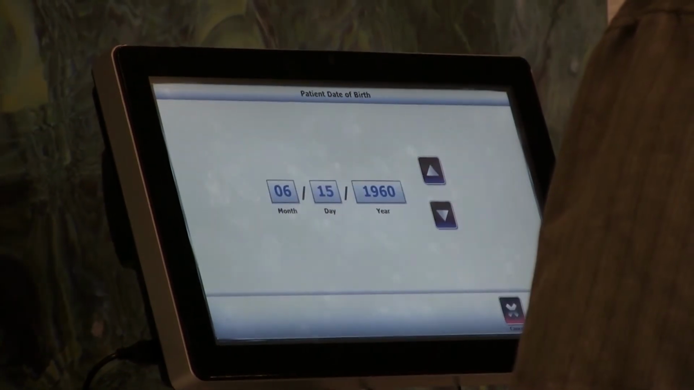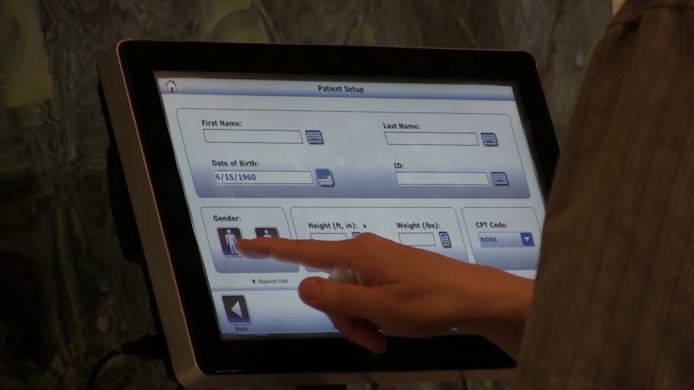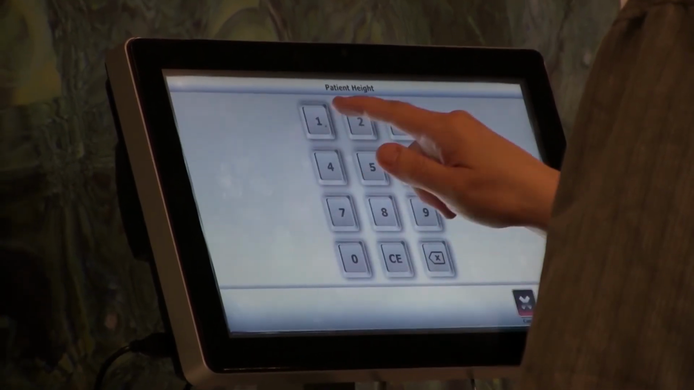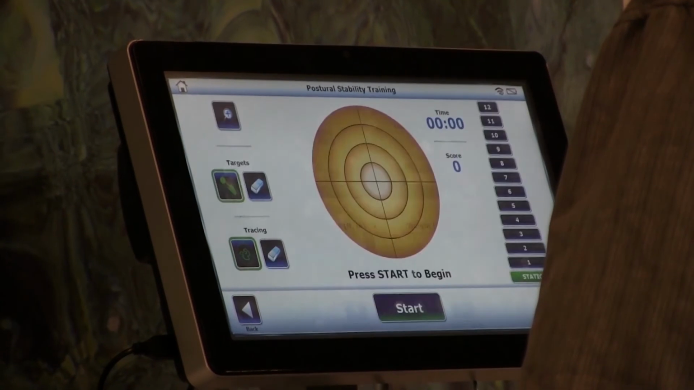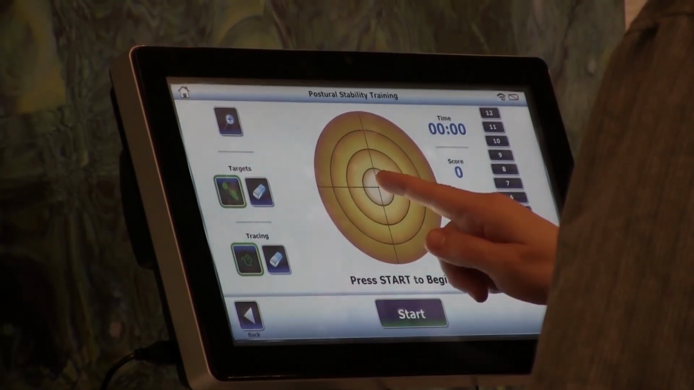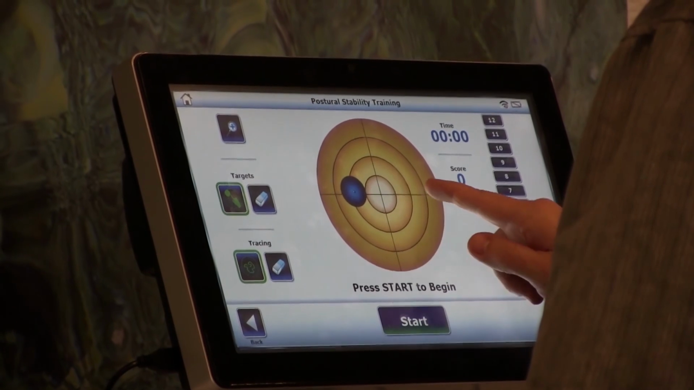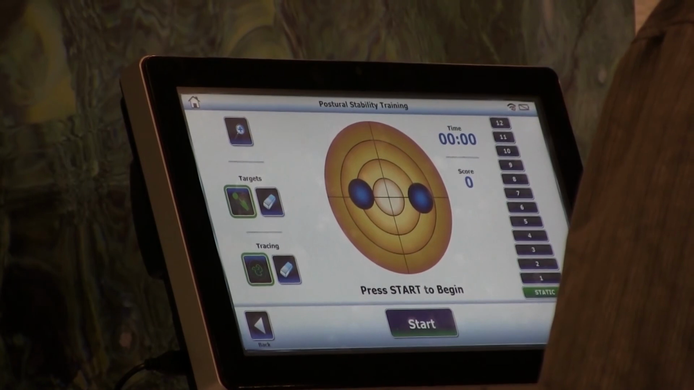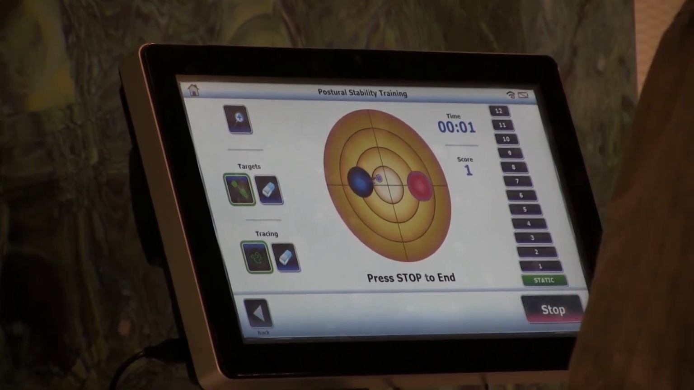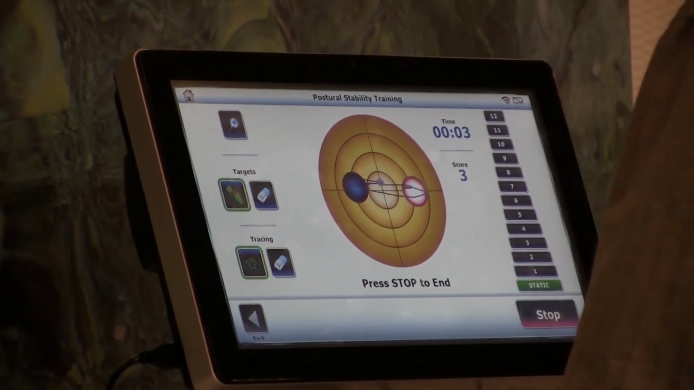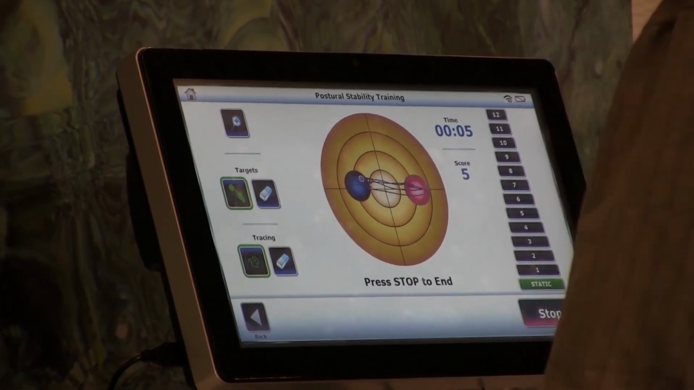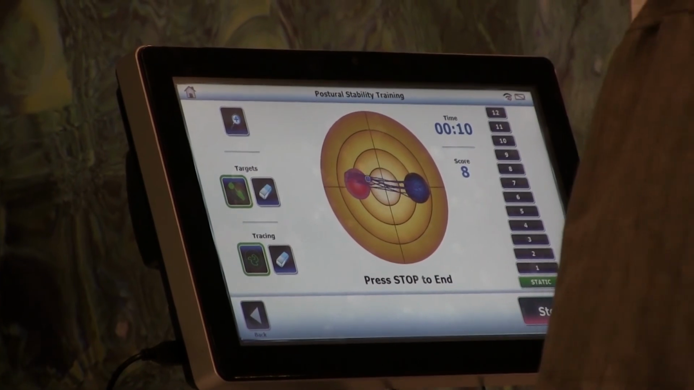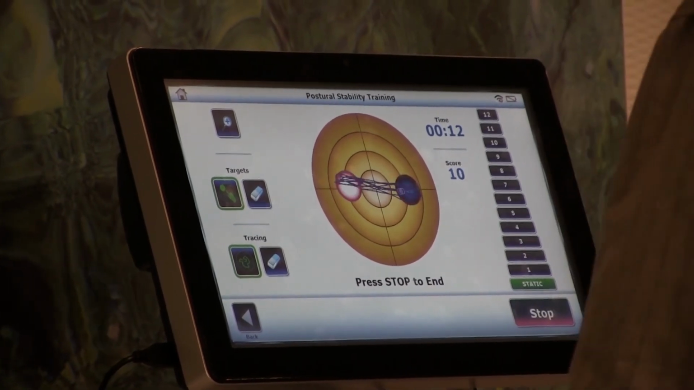Once again, I'm adding in that demographic information quickly, and that's going to give me my normative data and what I'm going to be compared to. So here I'm going to set up a couple targets. First, we're going to focus on lateral movement. So when I hit start here, you're going to be moving back and forth to hit those targets. There you go. There's a score, there's a time, so I could be using those as measurables and improvement. How long are they able to tolerate the activity, and what that score is and how that improves over time.